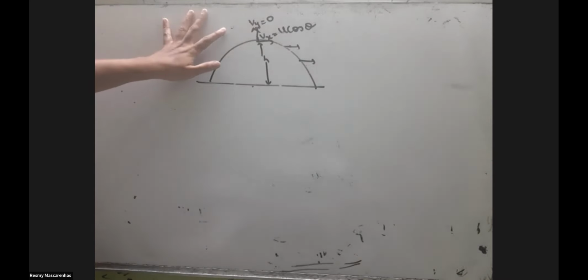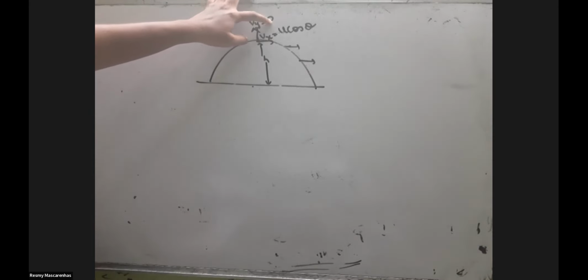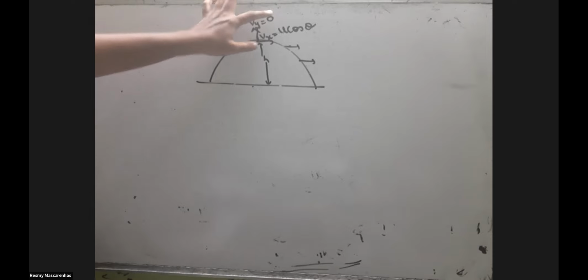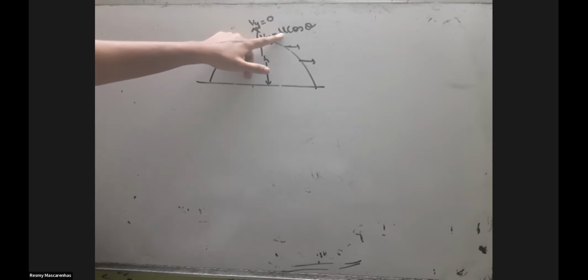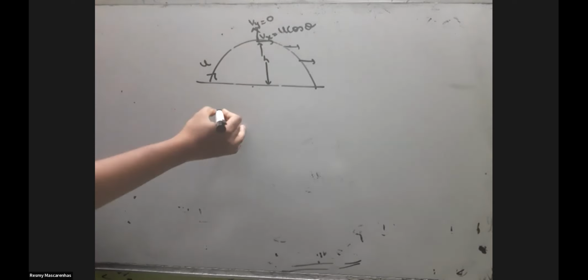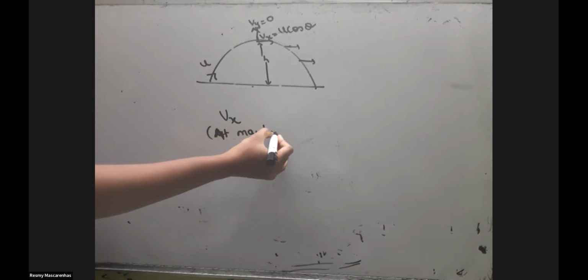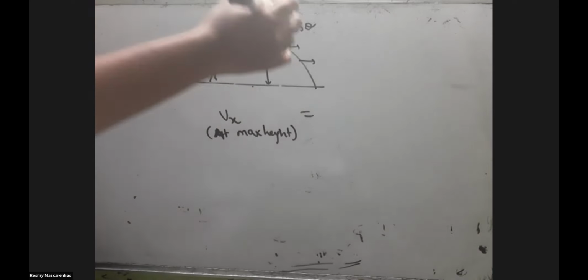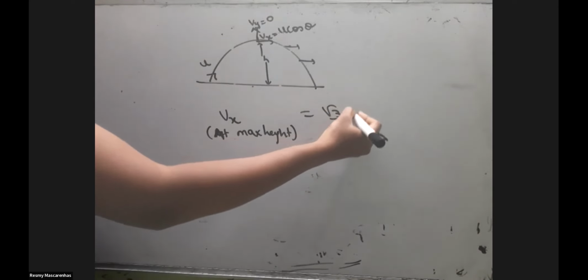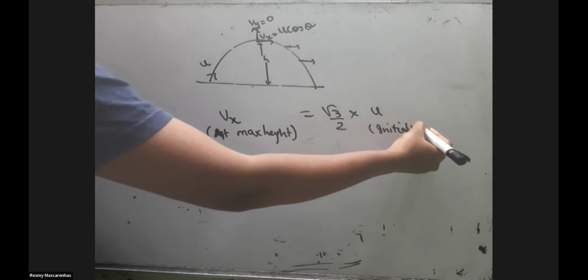So the velocity at the maximum height. Obviously they are not requiring 0 now because everything would be 0 otherwise. So this they are requiring. That is how many times? Root 3 by 2 times your initial velocity. So your initial velocity is u. So Vx at maximum height is equal to root 3 by 2 times your initial velocity.